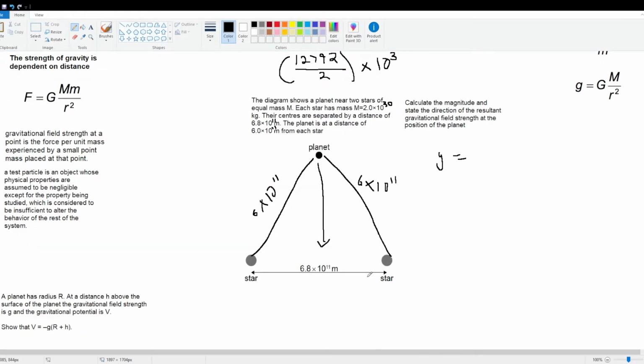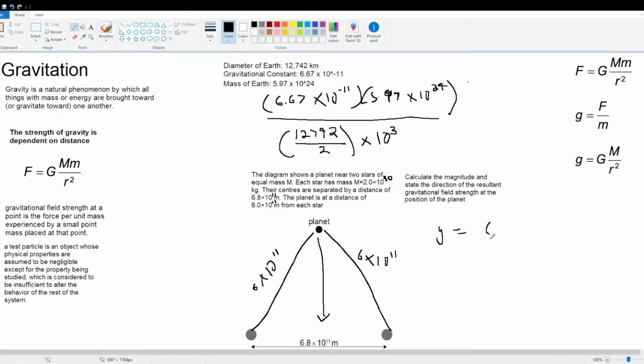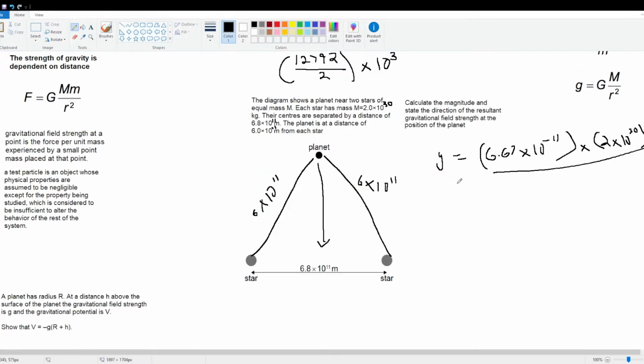Now there's two separate stars, so we're going to have to, like it says in the question, find the resultant gravitational field strength, but let's just find the field strength due to one star. So gravitational constant times m, which is 2 times 10 to the power of 30, divided by r squared. Now, what's r squared? It's just 6 times 10 to the power of 11 squared. Okay, so now I'm going to have to write this out in my calculator.